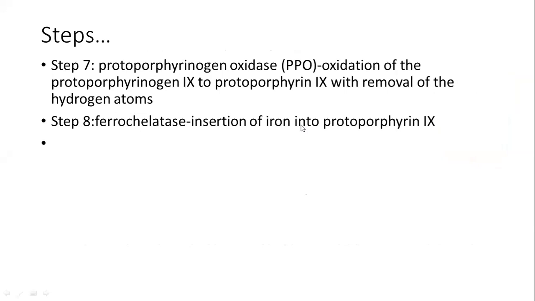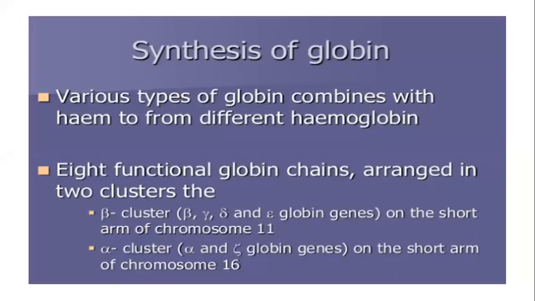And as I did mention, any deficiency of any of the enzymes within these synthetic stages will cause porphyrias that then lead to different outcomes. Okay, so that in a nutshell takes care of the synthesis of heme within the cell. What about the globin? As I did mention, we have various types of globin. And these various types of globin will bind with heme to form different types of hemoglobin.